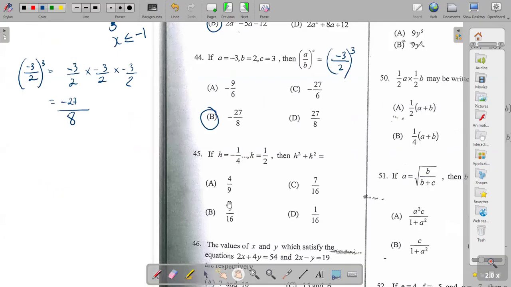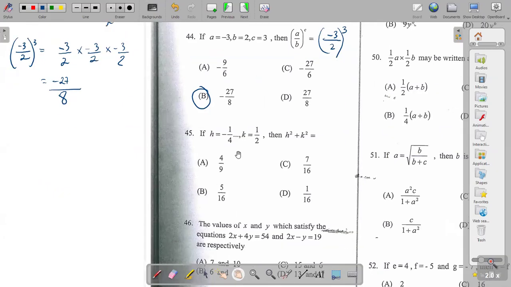All right, we're moving along. It says here, H is negative a quarter. K is a half. So H squared is negative a quarter squared, plus K squared, which is a half squared. So this is going to be positive 1 over 16, because 1 times 1 is 1 and 4 times 4 is 16, and a negative is a positive.